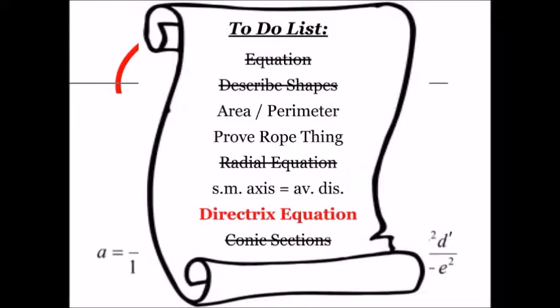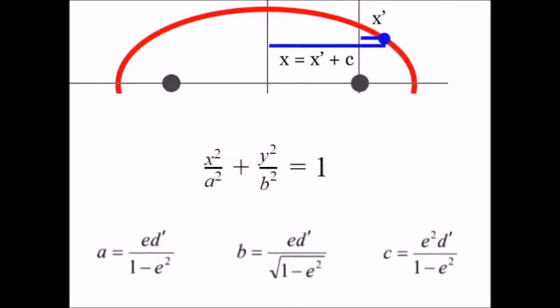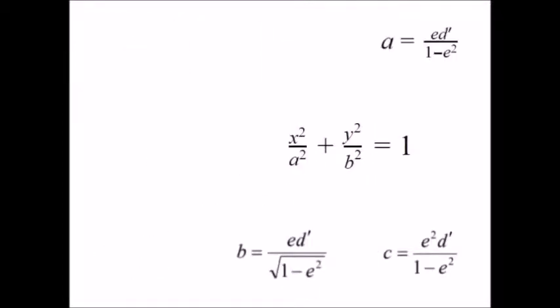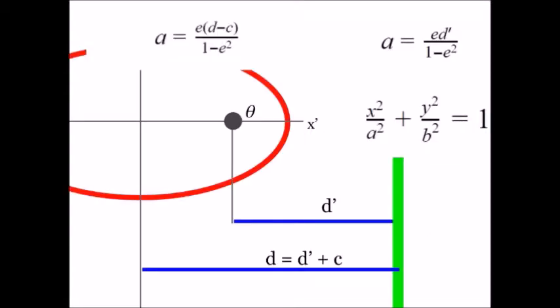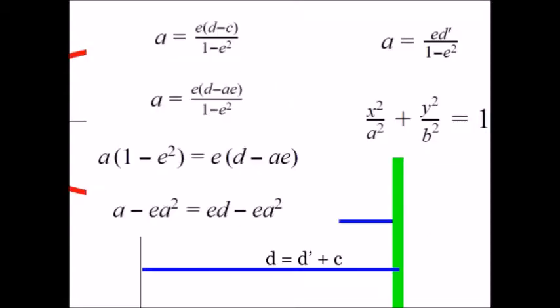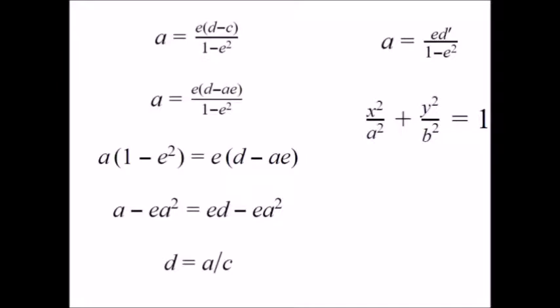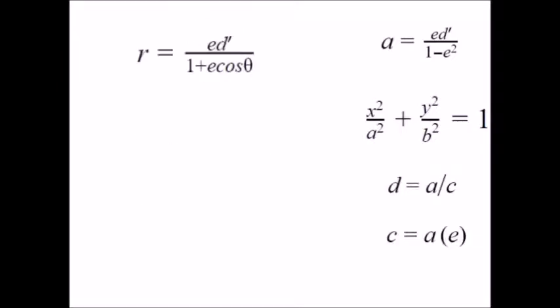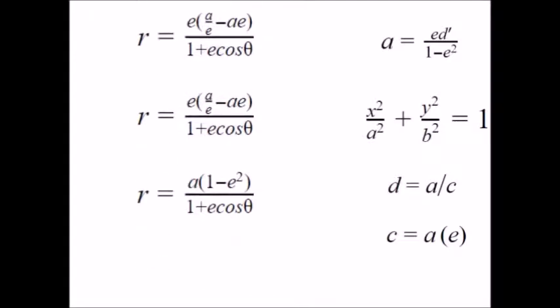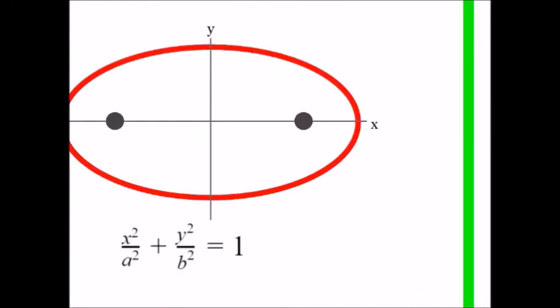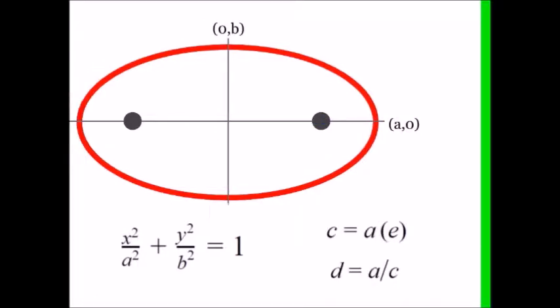But the directrix, I'm still not quite clear on that. Where does it go? Put these in the corner. Rewrite a, rewrite c, and get an equation to rewrite d. Wait, doesn't that make d the inverse of c? The radial equation can be rewritten without the directrix. To review, a, b, c, d, e is everywhere.